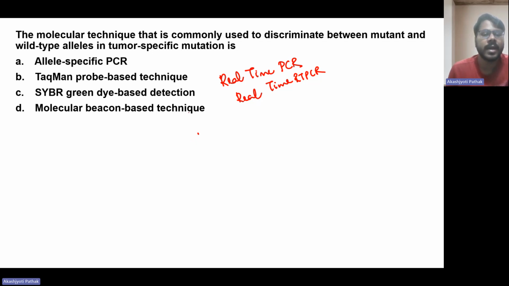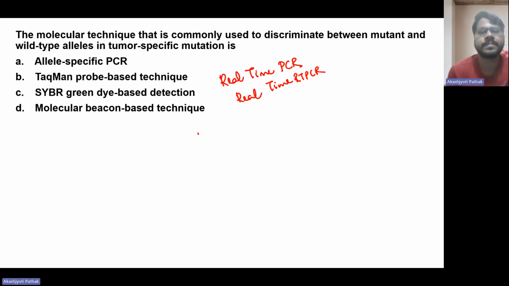Then there is SYBR Green dye. What does it do? The SYBR Green dye can intercalate between DNA base pairs. As the DNA is amplified, with more DNA molecules, you get more signal. Then there are molecular beacon based techniques, and there is allele specific PCR, which we will understand for this question. So the answer is actually allele specific PCR.